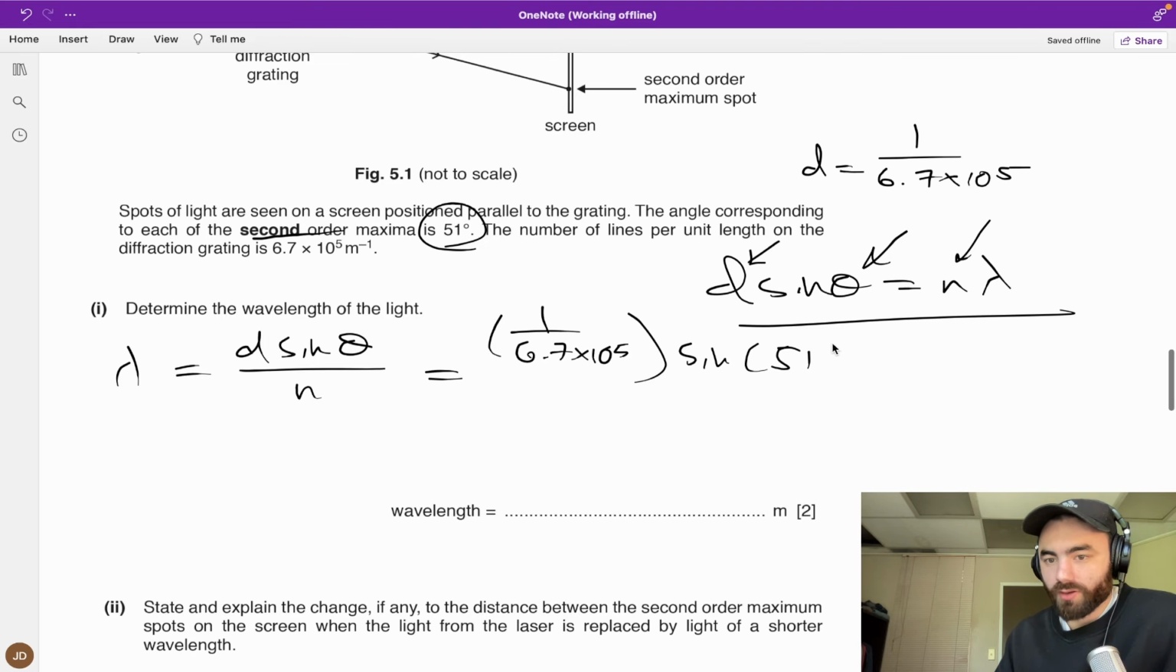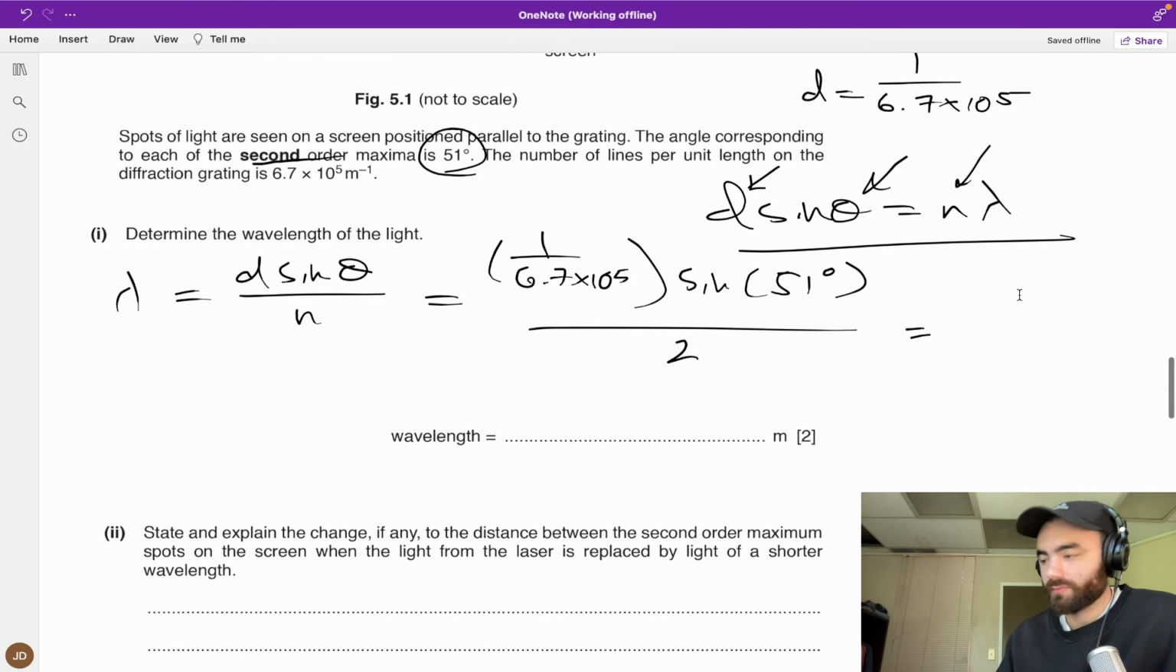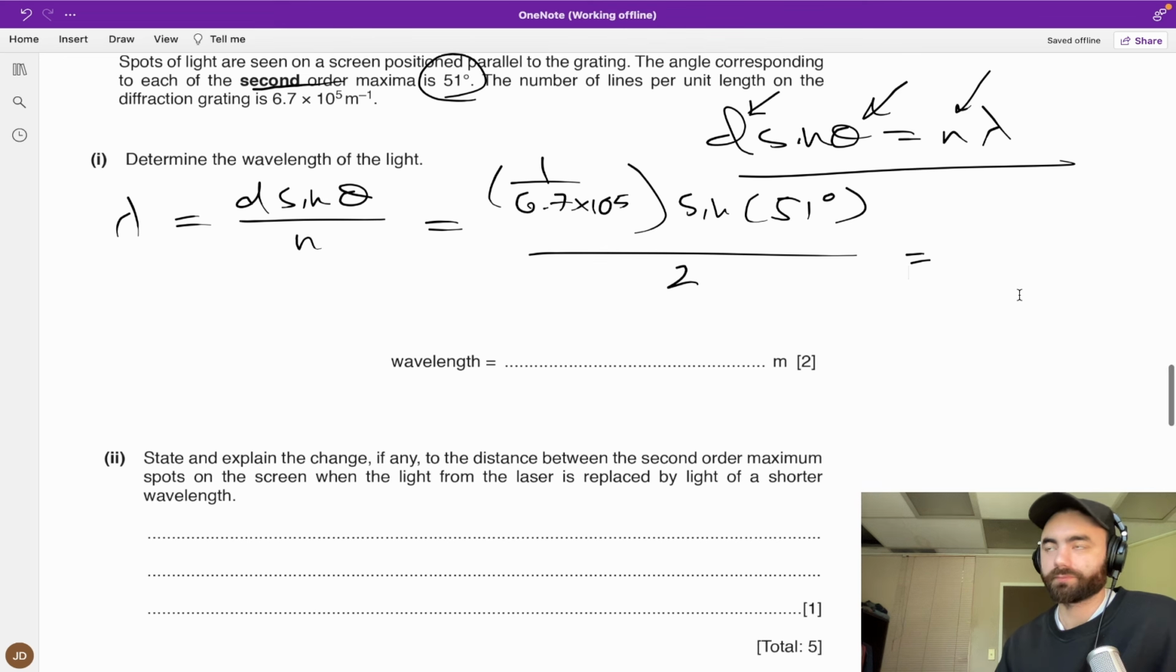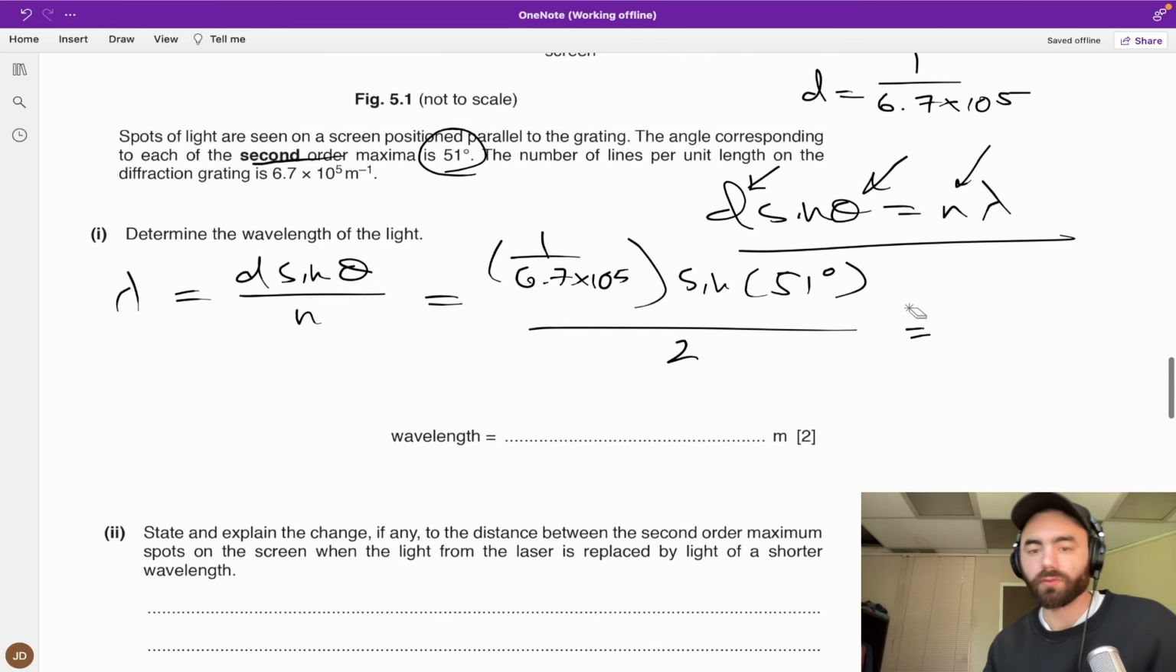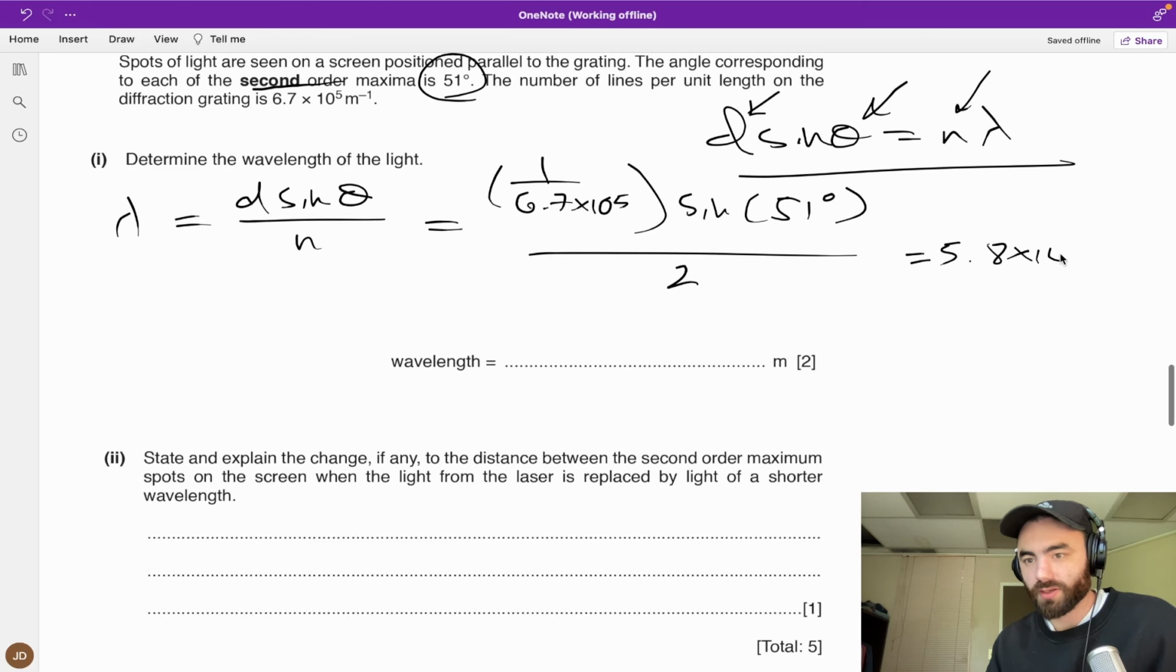Sine 51 degrees divided by n, which is 2. 1 divided by 6.7 E5, E5 times sine 51 divided by 2. So rounded to two significant figures, this is 5.8 times 10 to the negative 7 meters.